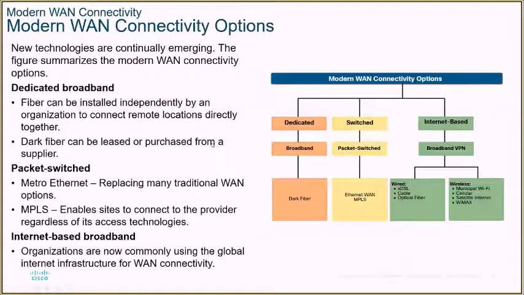So you can have Metro Ethernet replacing many traditional WAN options, or MPLS, which enables sites to connect to the provider regardless of access technologies. And then there's internet-based broadband. Organizations are now commonly using global internet infrastructure for WAN connectivity. And so we've gone from dedicated and switched to internet-based as well.